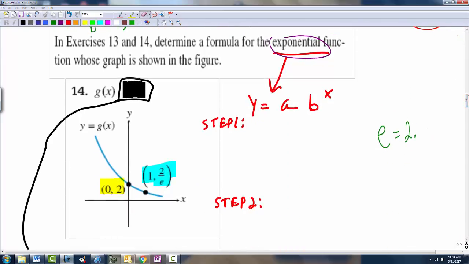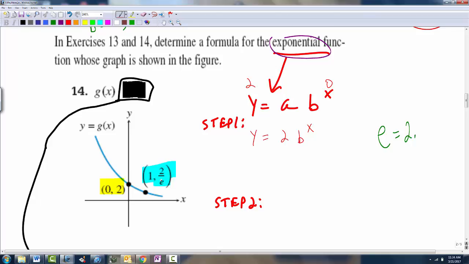How is this one no different? Well, it's a little bit different because how many coordinates do you see? 2. Isn't that all anyone needs? What's the initial value, everybody? 2. We know this is 2 because when I plug in 0 for x, b to the 0 is 1, 1 times a is a, so a equals 2. So let's figure that out.